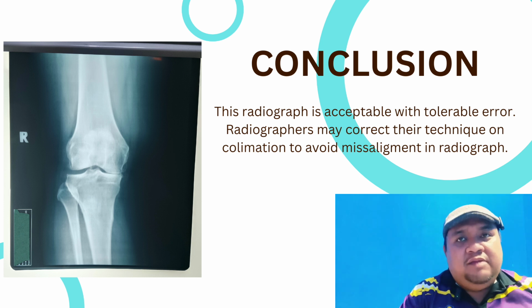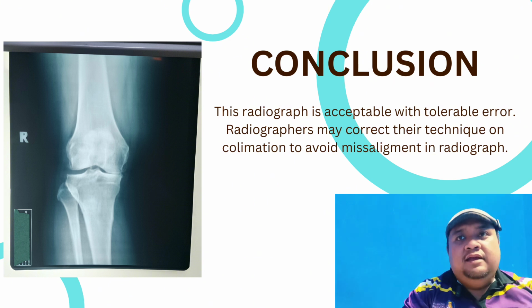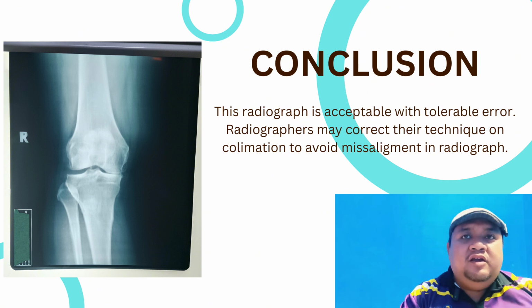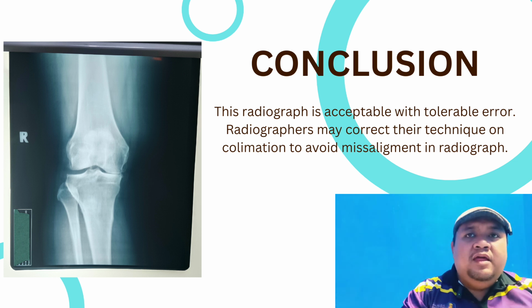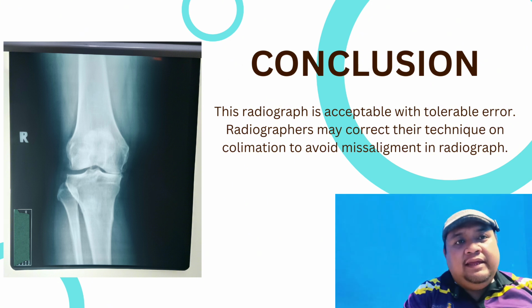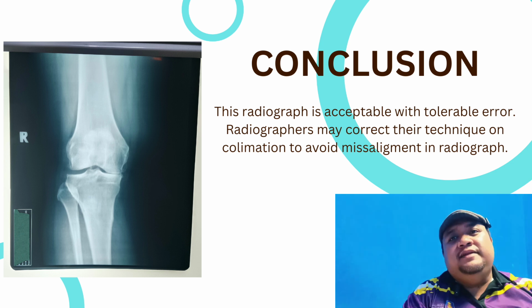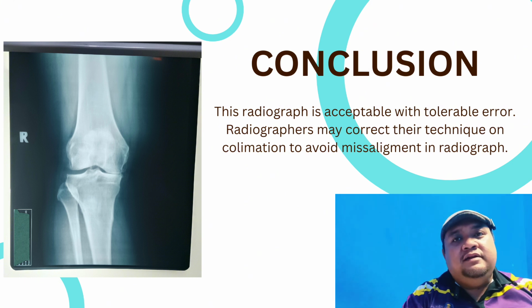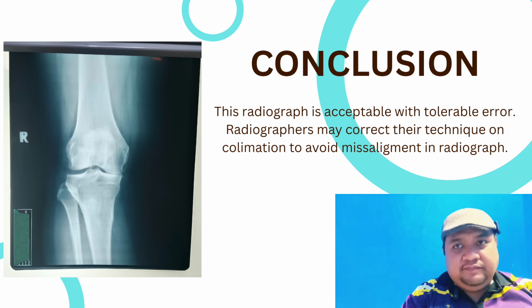Overall, the image is acceptable for diagnostic use with tolerable and correctable error. The main point for improvement lies in the collimation technique, as there is a lack of visible collimation border, which makes it difficult to assess alignment between the X-ray tube and the patient or cassette. However, the positioning, the exposure, marker placement, and image quality are well executed. The patient is centered, the trabecular pattern and cortical detail are visible, and there are no artifacts interfering with interpretation.